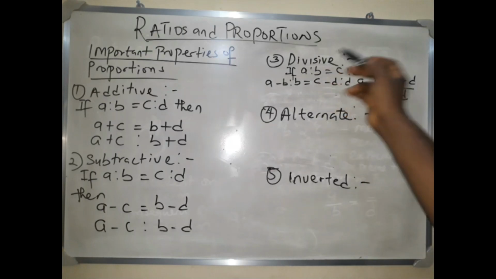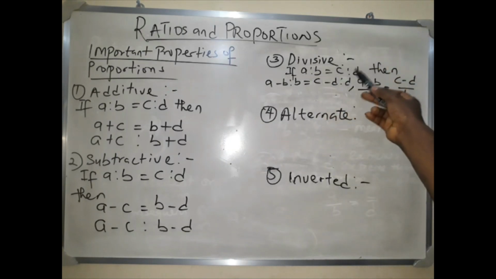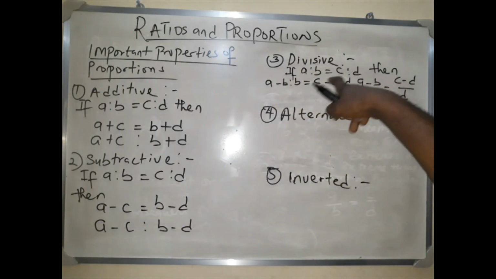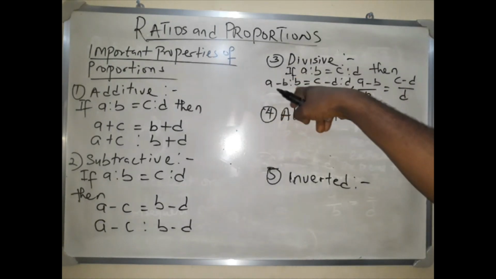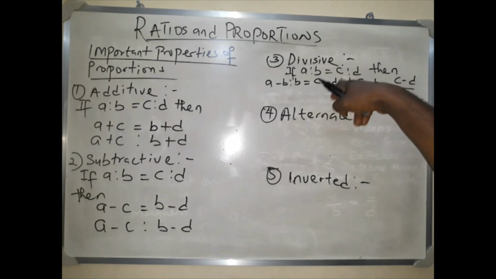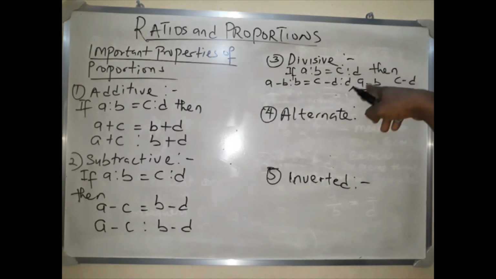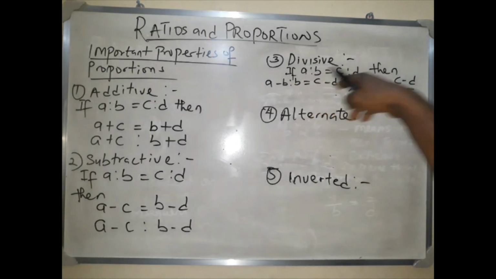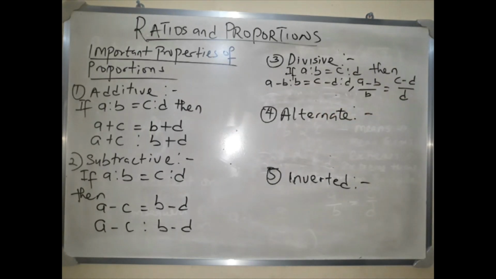So if you have two ratios in which A ratio B is equal to C ratio D, then you can have an expression like this. From this, you can get something like this, which is A minus B ratio B is equal to what? C minus D ratio D, which gives you A minus B all over B is equal to C minus D all over D. Remember, these are just terms, numbers, and quantities. So whatever you are given, you can now fit them into these expressions.